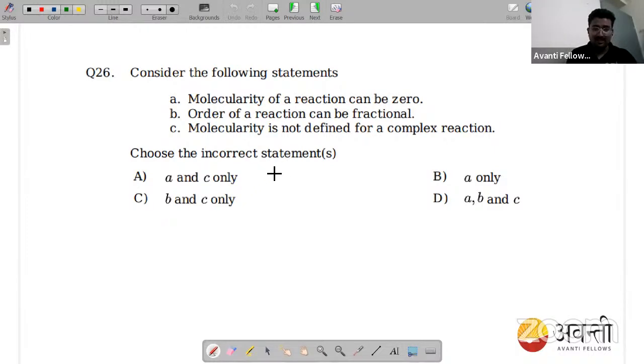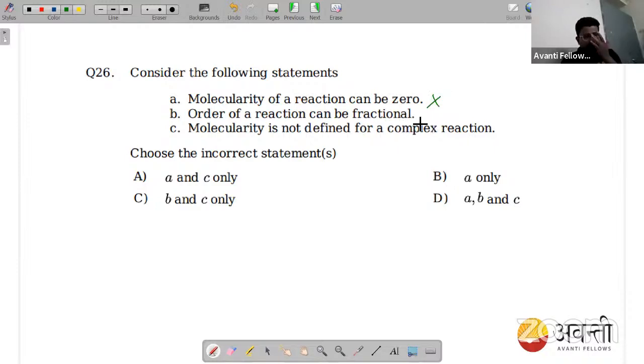Consider the following statements. Here we are given three statements A, B, and C, and we have to check which of the following is the correct statement. Clear? Now see, statement A is saying that molecularity of a reaction can be 0. We all know that molecularity can never be 0. Order of reaction can be 0, but for a reaction to proceed, at least one molecule should be present to collide. Otherwise, the reaction will not happen. That means molecularity of a reaction cannot be 0. So statement A is incorrect.